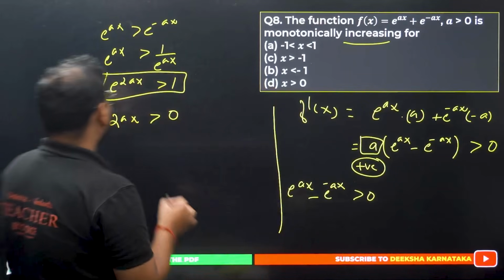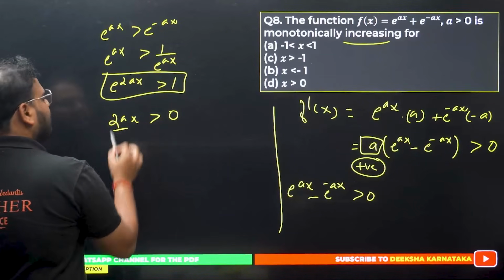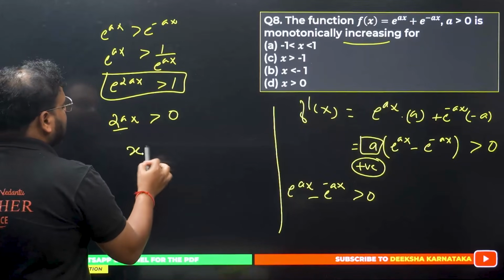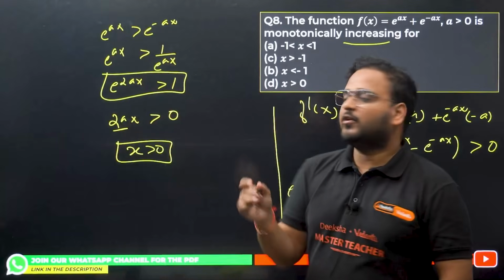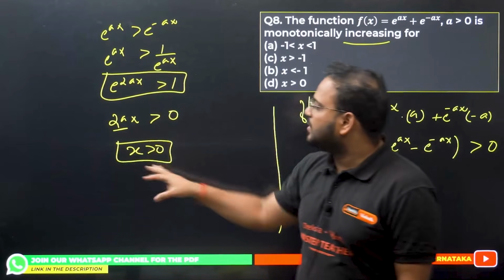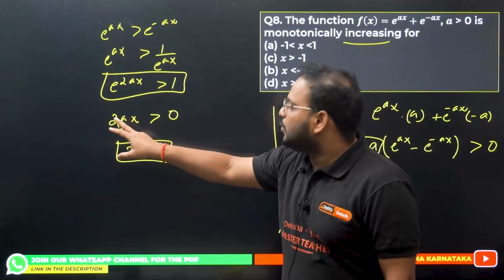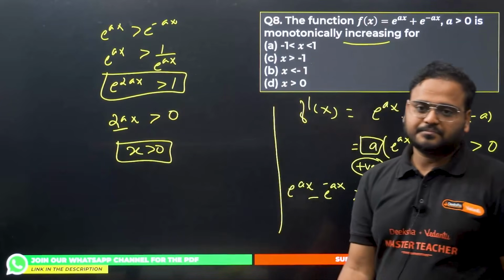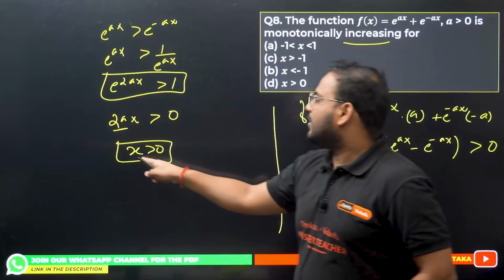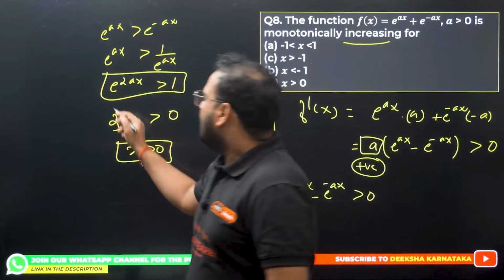Then if you check a is a positive value, then of course x has to be a positive value. Because if x becomes less than 0, we're looking for increasing function, right? We want this whole thing to be increasing in nature. A is positive value, 2 is also a positive value, then x also has to be positive in nature, right? Then of course I'm going to get x as positive.